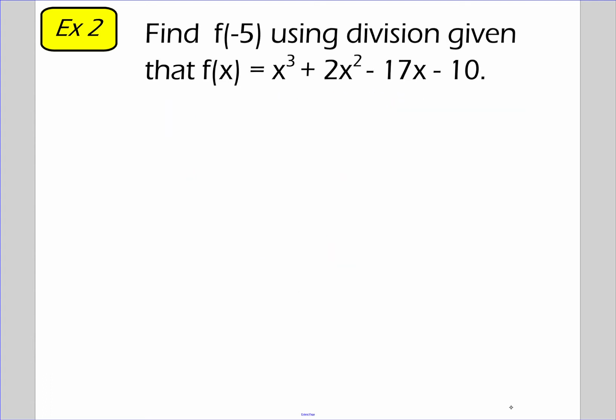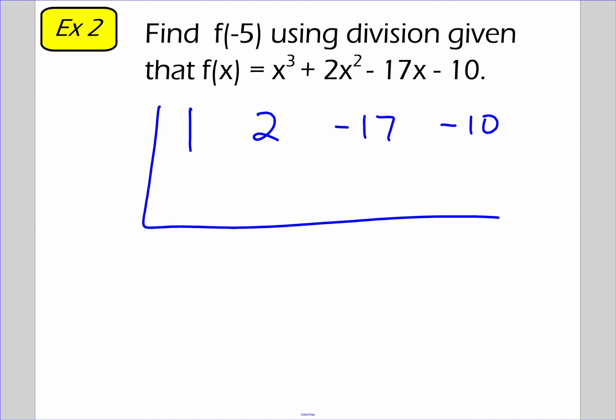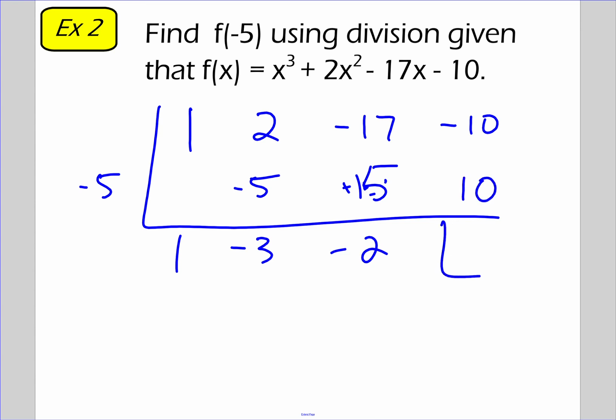So now let's take a look at another one. We want to find f of -5. Instead of plugging it in, let's just go straight to synthetic division. So 1, 2, -17, and -10. Make our L and use -5. So the 1 comes down, we multiply, and we've got -5. Adding, we have -3. Multiplying, we get +15. And then when we add vertically here, we get -2. Multiplying, we get +10. And when we add, we get 0.